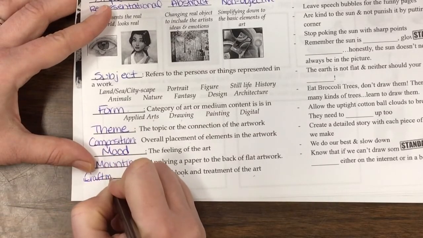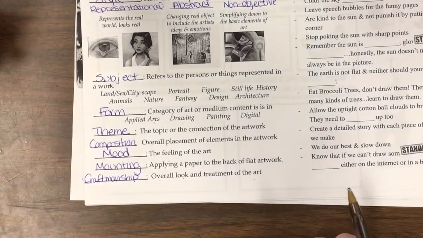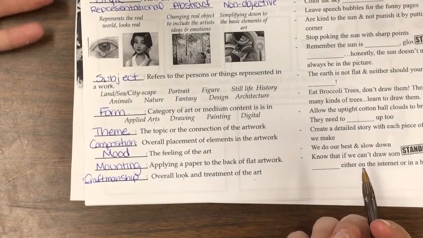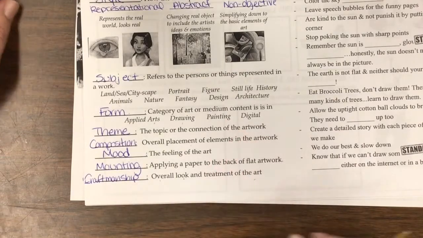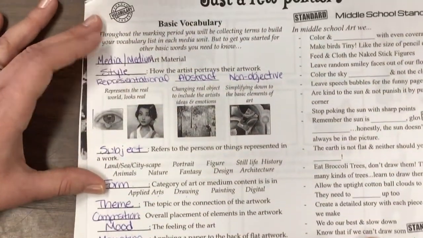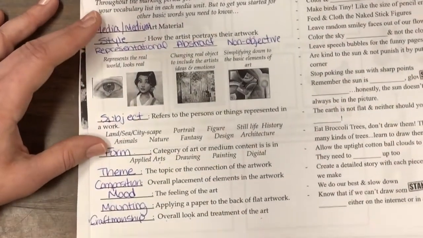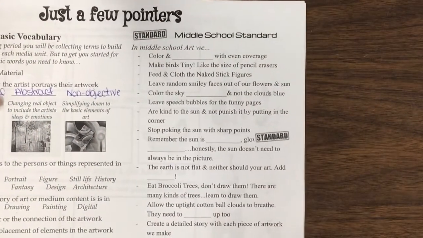Craftsmanship, okay? This is how you treat it. For example, is it wrinkled? Is it smudged? Did you take good care of it? That's what I'm talking about with this, all right? So these are basic vocab words that I want you to remember because you're probably going to hear them. All right, so let's go to our next one.